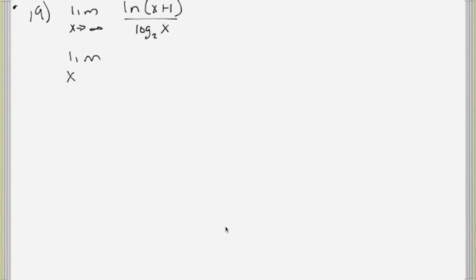So for L'Hopital's rule, then we're going to take the derivative of the top. The derivative of ln is 1 over. We need a chain rule, but it would just be times 1. Then on the bottom, we need the derivative of log base 2, or the general form, log base a. And what is the derivative of log base a? 1 over x ln of a. 1 over x ln of the base.